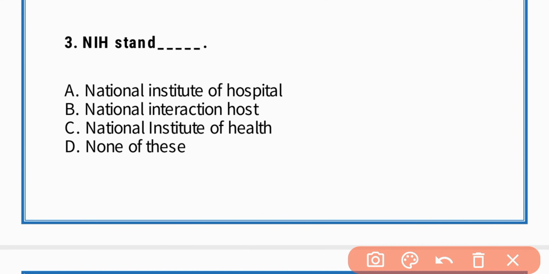MCQ number 3. NIH stands for: National Institute of Hospital, National Interaction Host, National Institute of Health, none of these. The correct option is option C, National Institute of Health.